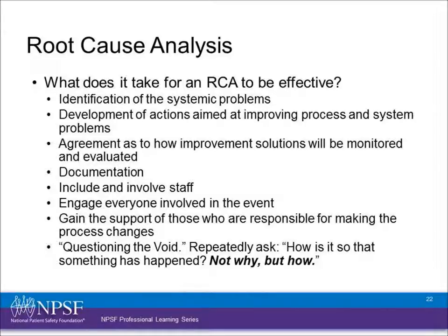And I think one approach to RCAs, I've heard this called questioning to the void, means to repeatedly ask, how is it so that something has happened? Simply don't ask why it happened, but rather, how is it that that was able to happen? And if you keep asking that question over and over again, you'll actually find that you're revealing additional layers of the problem. And that is really going to yield the kind of analysis that will ultimately solve that problem.